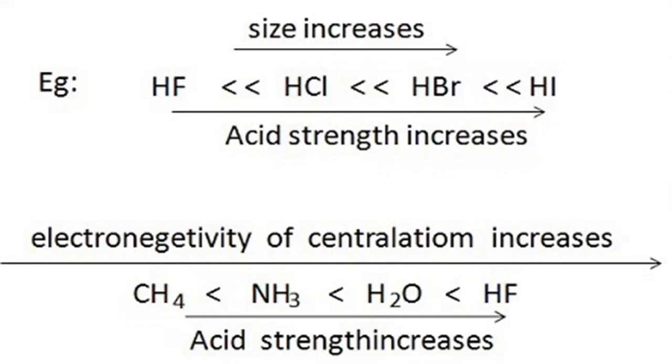And when we talk about the electronegativity of the central element increasing, what happened? HF is more electronegative and HI is less. So if we arrange all the compounds on the basis of increasing electronegativity, you will see the acid strength also increases, right?